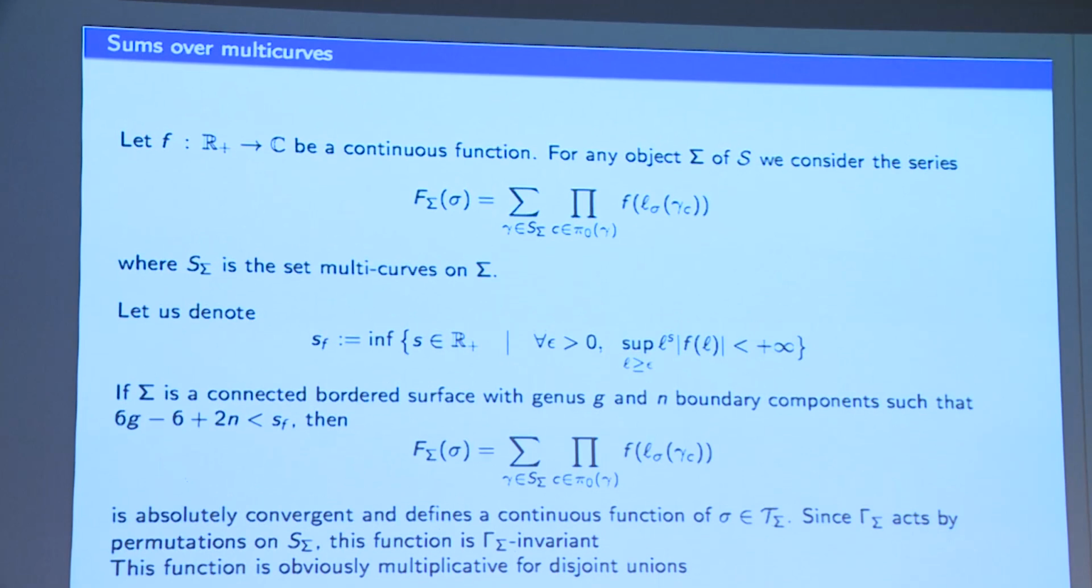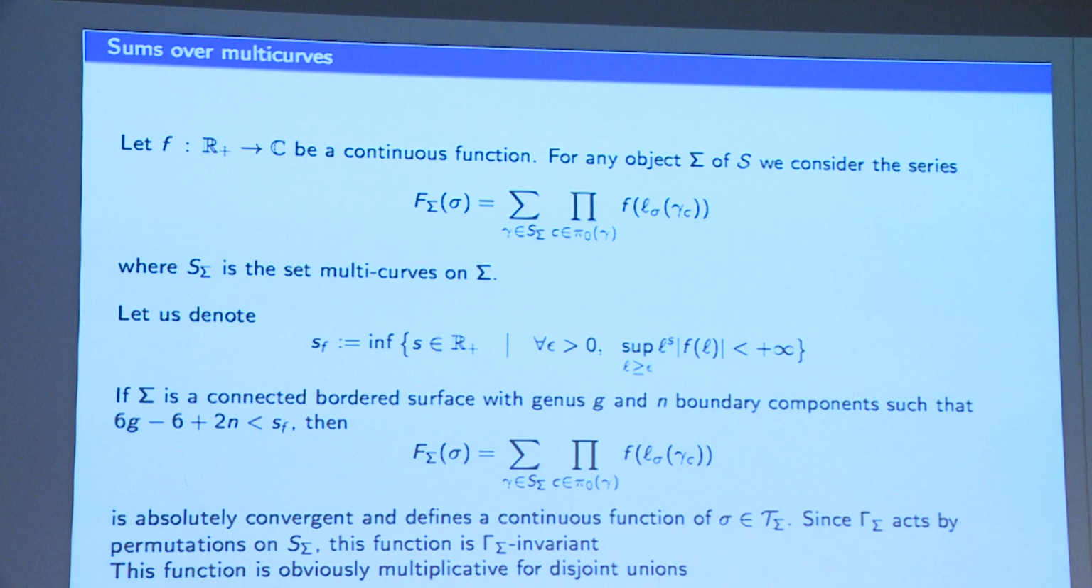all right. So now I want to generalize these data. What I do is I look at a continuous function defined on the positive reals. It's going to have sufficiently fast decay at infinity. We'll get to that. But my aim is to make this sum over simple closed curves. I keep saying that, but it's really multi-curves, right? Sum over multi-curves, and then this product of F applied to the length.